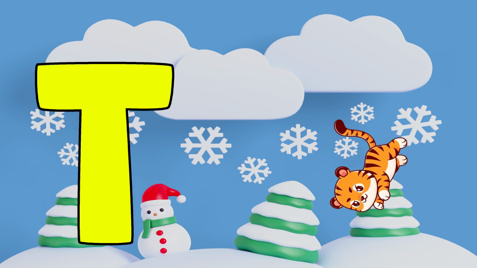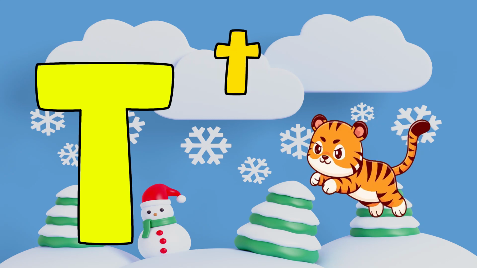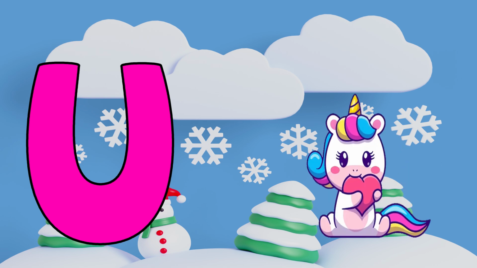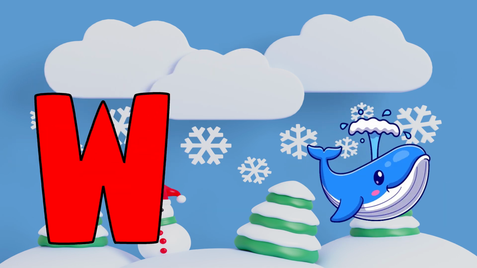T is for tiger, t, t, tiger. U is for unicorn, u, u, unicorn. V is for varanus, v, v, varanus. W is for whale, w, w, whale.